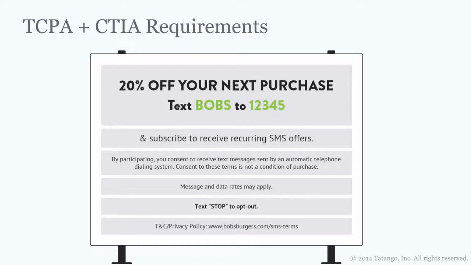Okay, then we go down one more row. A lot of people think message and data rates is addressed in the Telephone Consumer Protection Act. It is not. This is a CTIA requirement. Message and data rates may apply. Another CTIA requirement is text STOP to opt out. Again, that needs to be in bold. Another CTIA requirement is a link to the terms and conditions and the privacy policy, which we have at the bottom here. So this right here is a billboard.